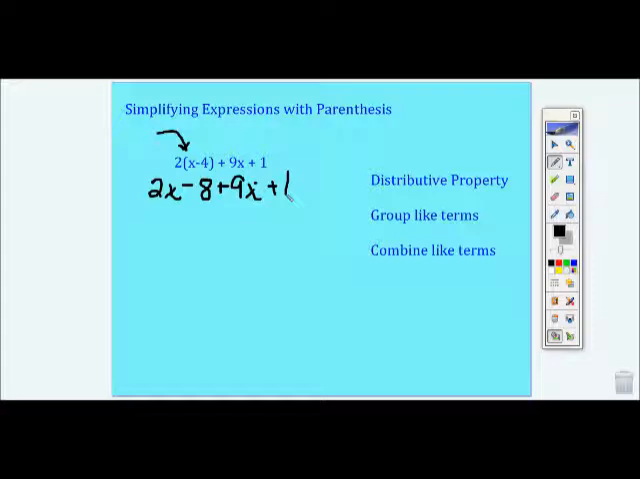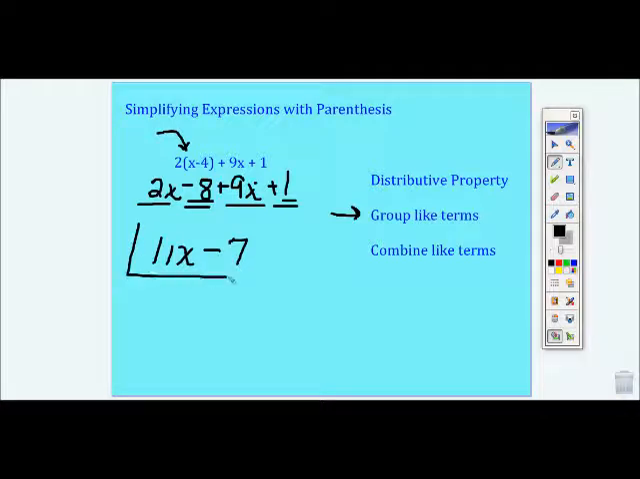Now, I'm going to show you a little trick that I use. I sometimes just go ahead and label these. I'm going to look at all my terms that have variables. I have a 2x and a 9x. I can rewrite and group them that way, or I can just add them mentally. 2x plus 9x gives me 11x. I have a negative 8 and a positive 1. If I combine negative 8 and a positive 1, I end up with a negative 7. So I have 11x minus 7 as my final simplified expression.